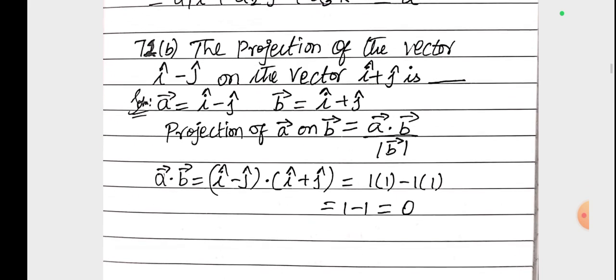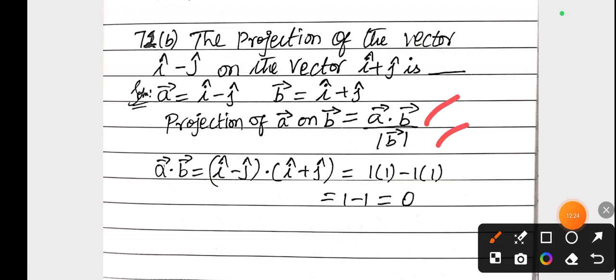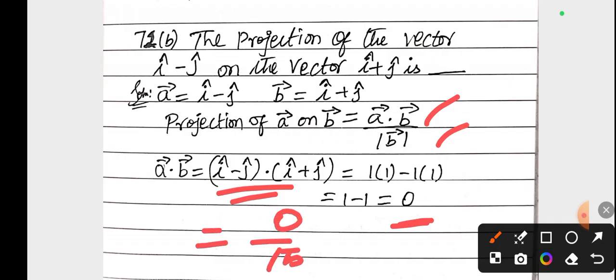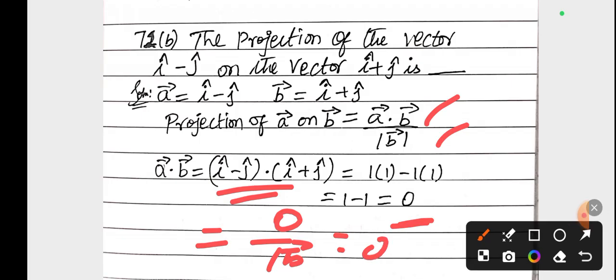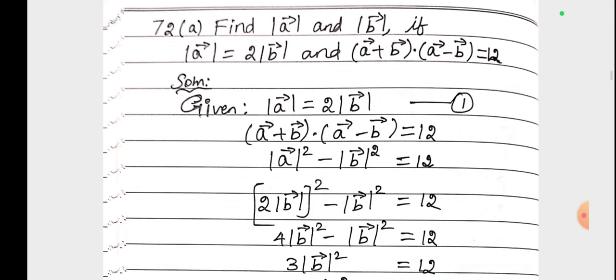Easy. Projection of the vector, children, you know the projection formula already. Fastly we can do A dot B by magnitude of B vector. We have already done. Do the dot product, that itself is 0. So the projection is 0 by anything, 0. What will be the projection of A vector and B vector, children? 0. So easy. Projection we already know. So fastly we have done.